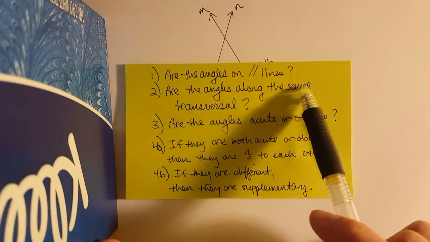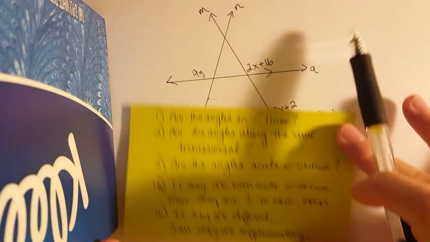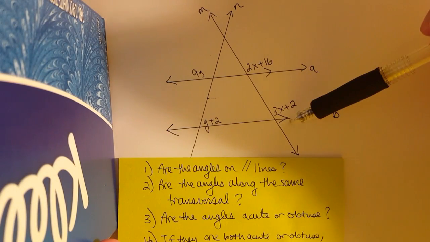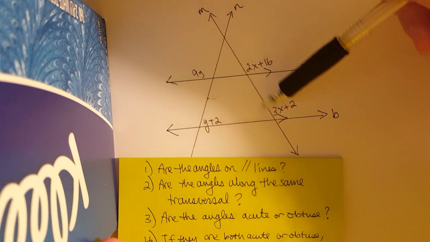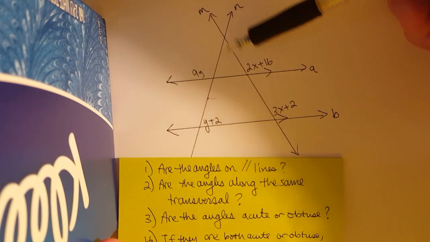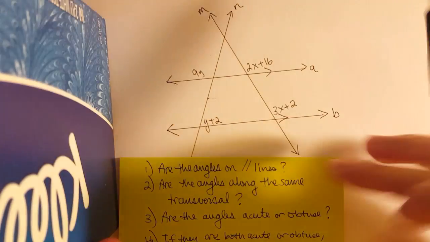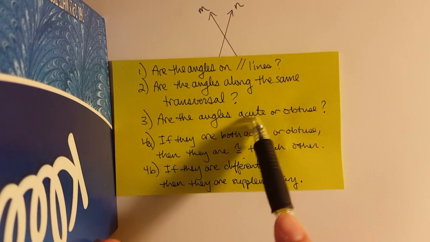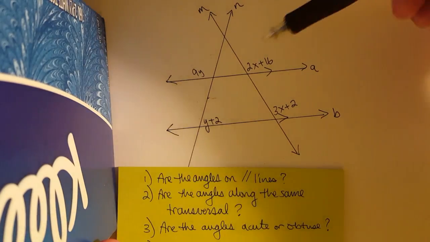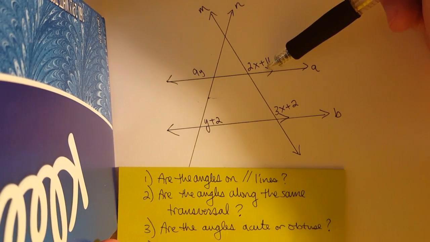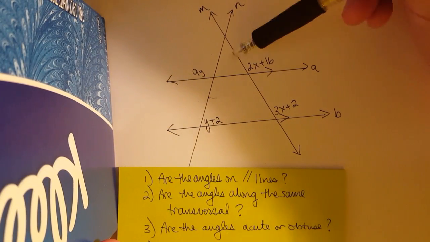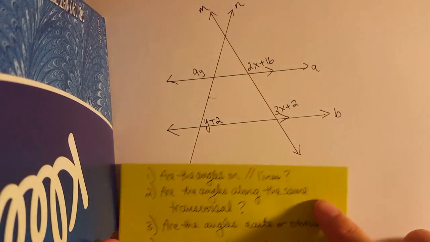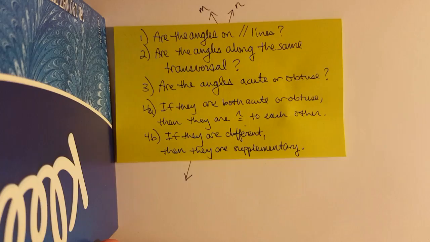So for us, we have parallel lines, so that's great. Are there angles along the same transversal? So 2x plus 16 and 3x plus 2, it follows transversal M. So yes, they are. And so we go to the next question. Are the angles acute or obtuse? So this angle, represented by 2x plus 16, is obtuse. 3x plus 2 is also obtuse. So we go to the next question.